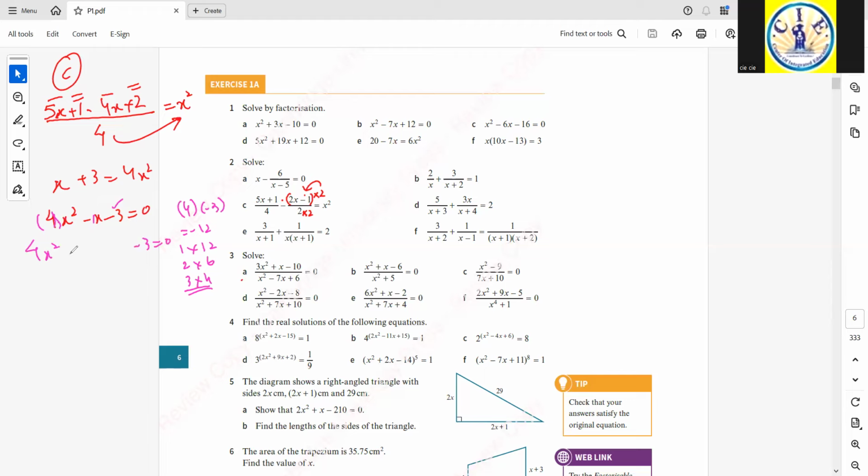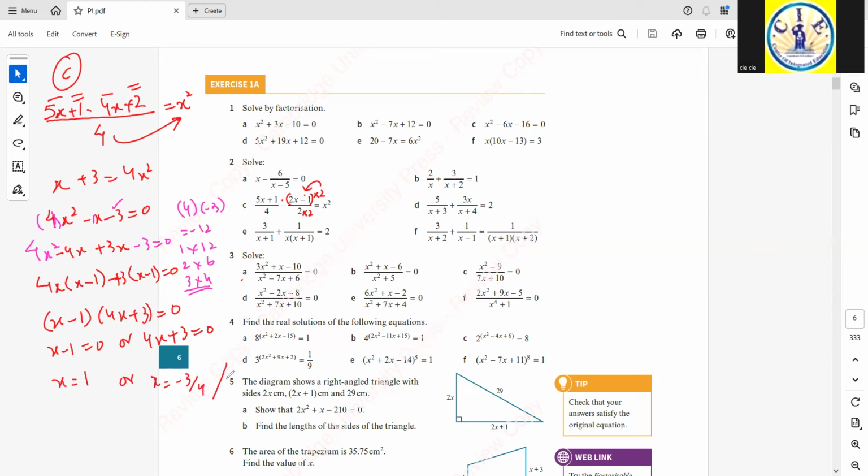Okay. And then minus 4x plus 3x. Now combining the first two terms, 4x can be taken as common, x minus 1, plus 3 taken common, x minus 1, equals 0. x minus 1 times 4x plus 3 equals 0. So x minus 1 equals 0, or 4x plus 3 equals 0, which will give us x equals 1, or x equals negative 3 by 4. So that's the answer to part C.